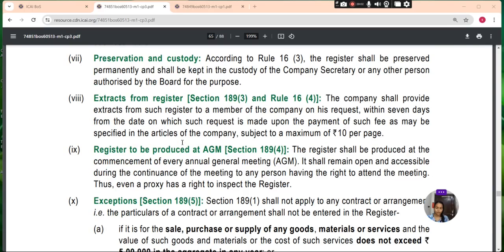Then comes the extract from register. What will be the extracts from register? क्या है in Rule 16? The company shall provide extract from register to a member of the company on his request within 7 days from the date on which such a request is made, upon the payment of such fees as may be specified in the articles of the company, subject to a maximum of rupees 10 per page. Then register to be produced at AGM.